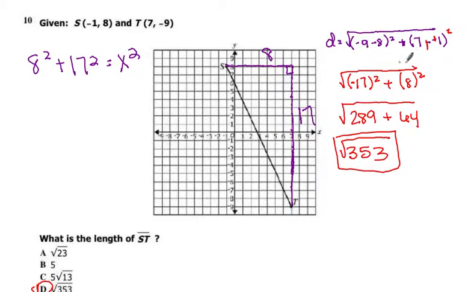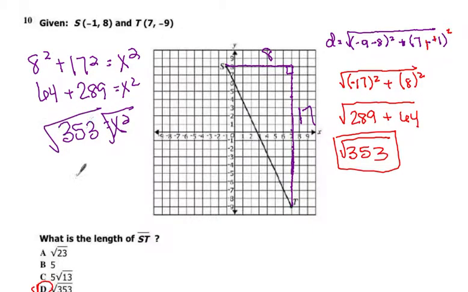And see, we're at this point right there. So 64 plus 289 equals x squared. 353 equals x squared. Take the square root, and x is square root of 353. Isn't that just the coolest? That's what I love about math. You can do things more than one way.